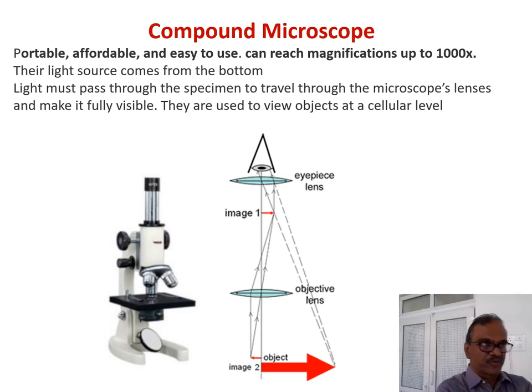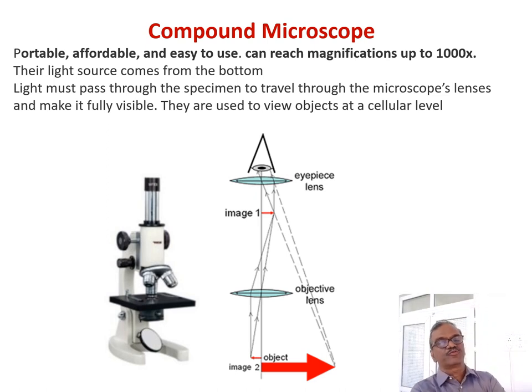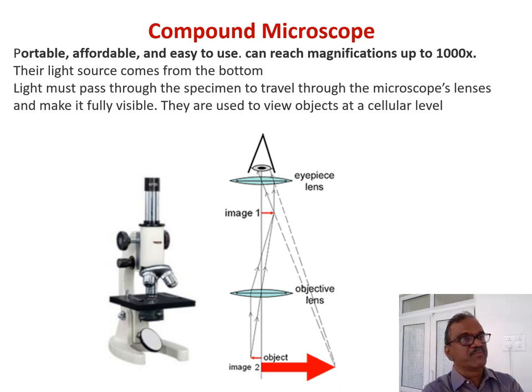So compound microscopes are easily portable, affordable and easy to use, and they go up to a magnification of 1000x. Okay, and the light source comes from the bottom and passes through the microscopic lenses and makes the object fully visible. Okay, it is possible to view the object at the cellular level also. This is the one you are using.